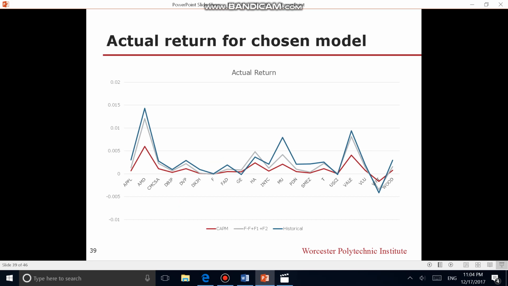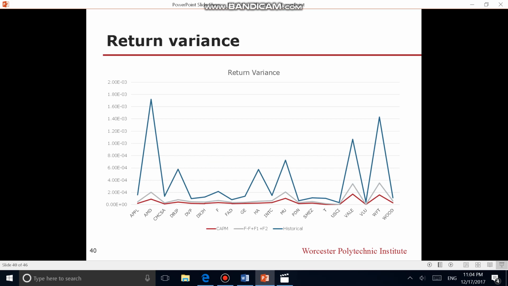Here is the actual return for a chosen model. We can also find the historical has the highest actual return and the CAPM model has the lowest return. The return variance is also the same. Historical data has the highest variance, while the CAPM has the lowest variance. From that, we find the historical data has the best performance in return with the highest return variance, while the CAPM model has the worst performance and the lowest return variance.